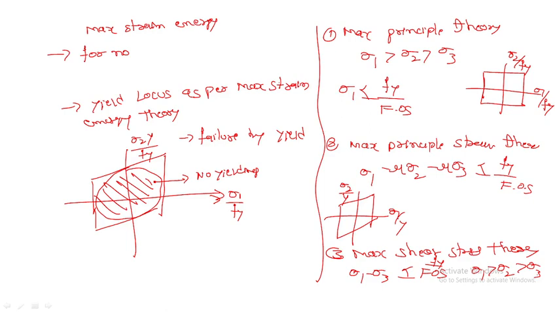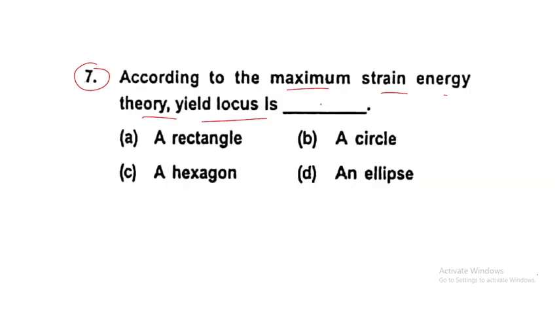You have to remember some points according to this. So the answer for this question is an ellipse. An ellipse is the yield locus at that point.